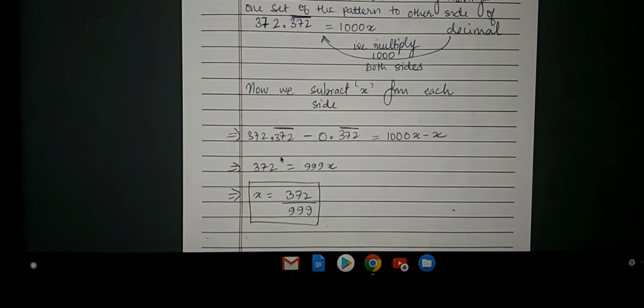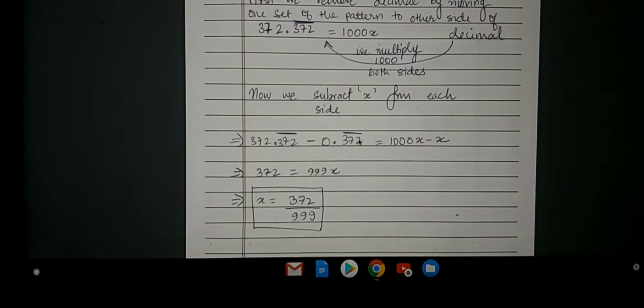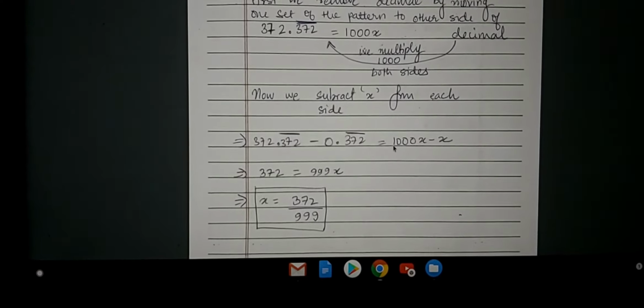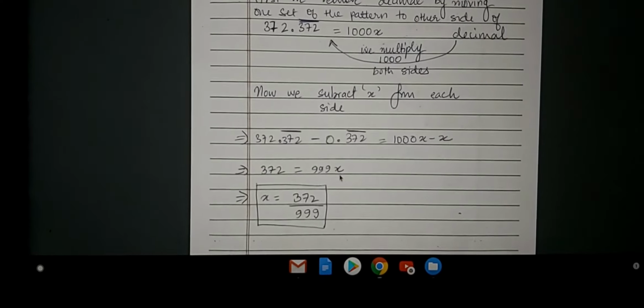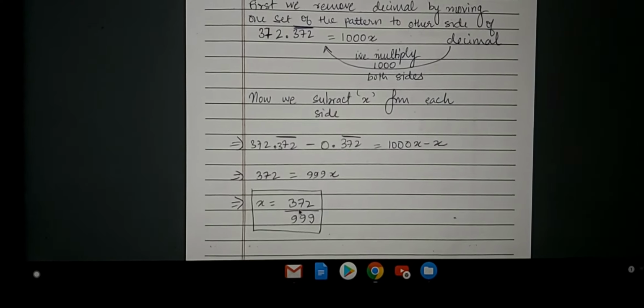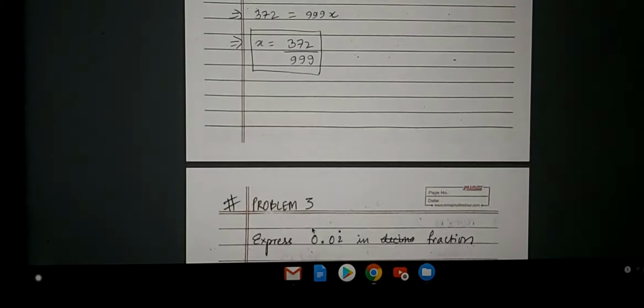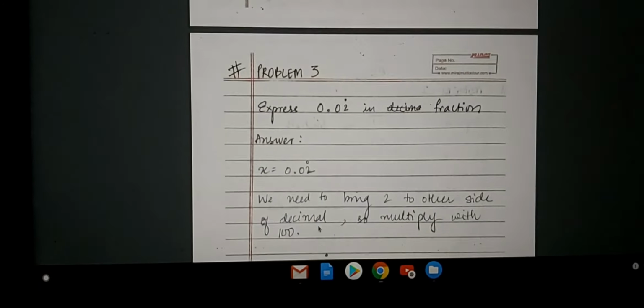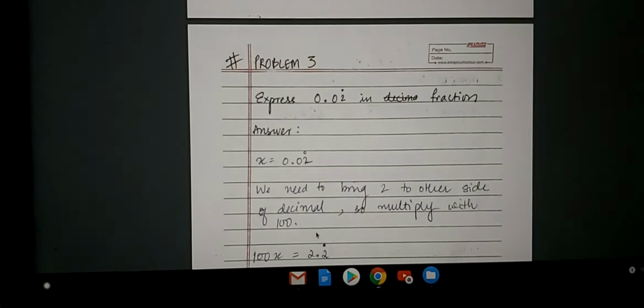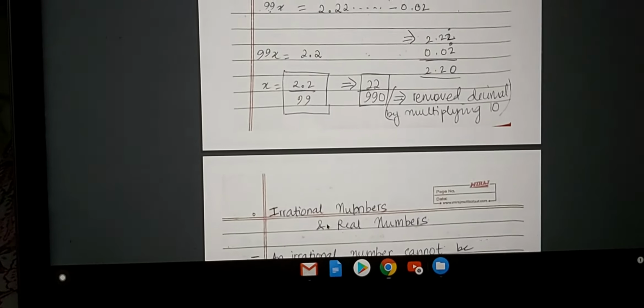And then over here, 372.372 minus 0.372 is equal to 1000x minus x, which gives me 372 equals 999x, which gives me x equals 372 by 999. Okay, now the same way I have solved a third sum also, which you are going to look at.